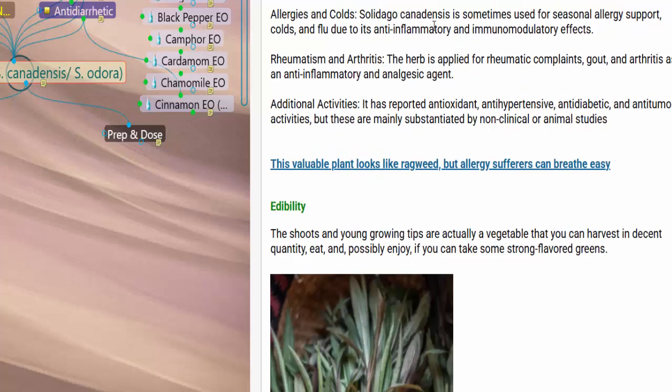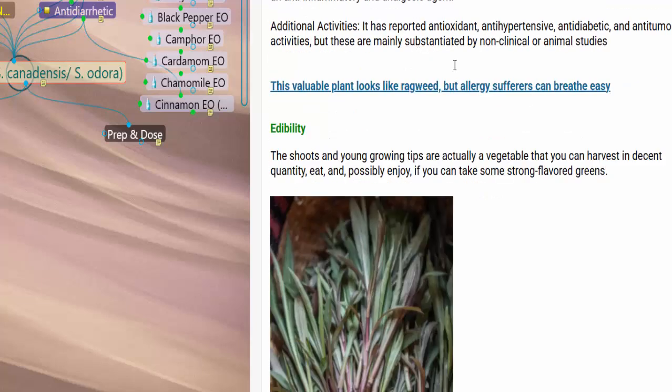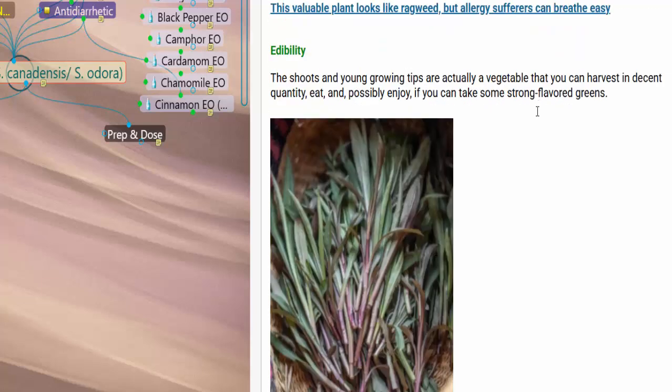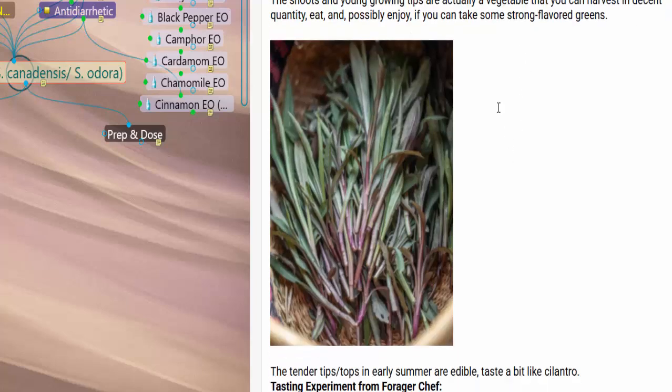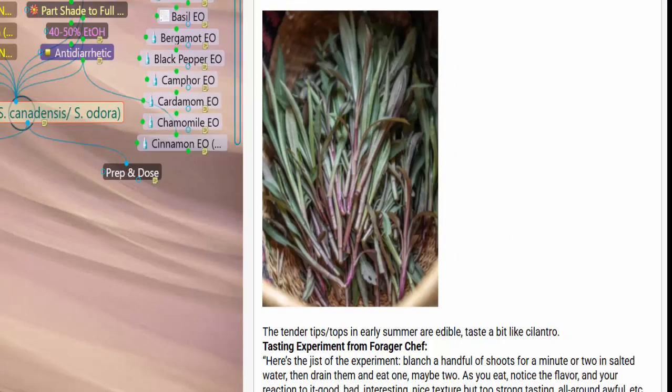Allergies and colds. It does have immunomodulatory effects. Rheumatism and arthritis. It's reported to be anti-hypertensive, anti-diabetic. Here's more on the edibility. The shoots and young growing tips are a vegetable you can harvest in decent quantity, eat and enjoy, if you can take some strong flavored greens. The tender tips and tops in early summer taste a little bit like cilantro.